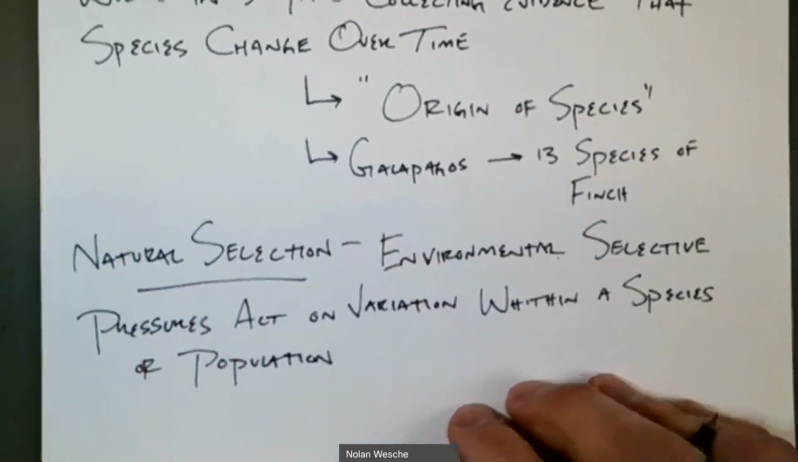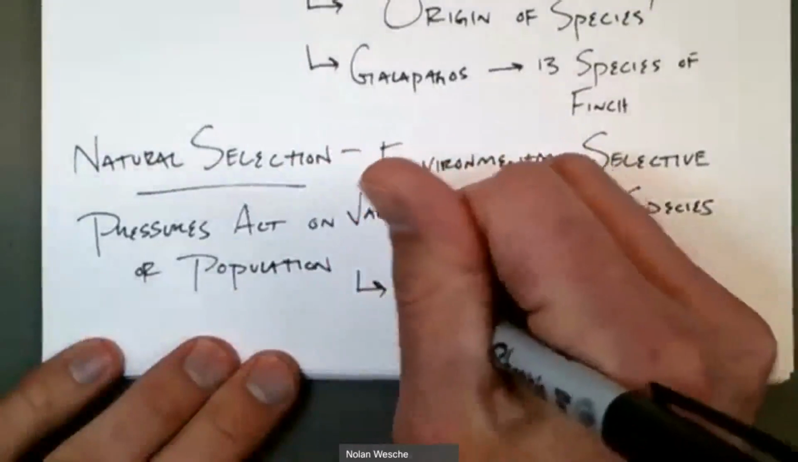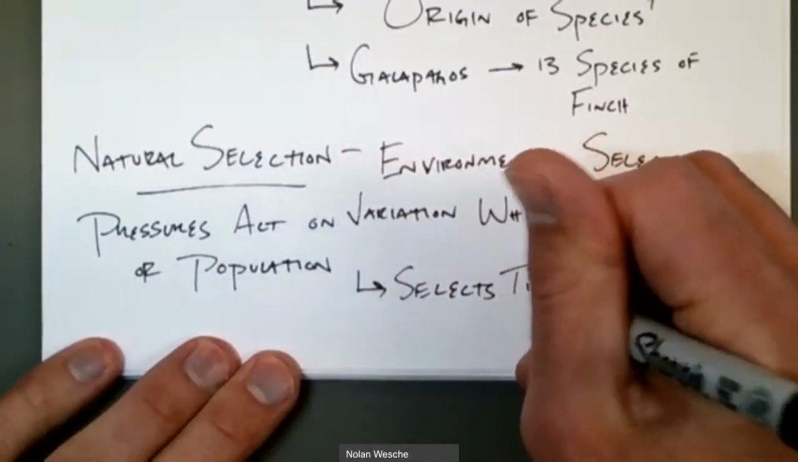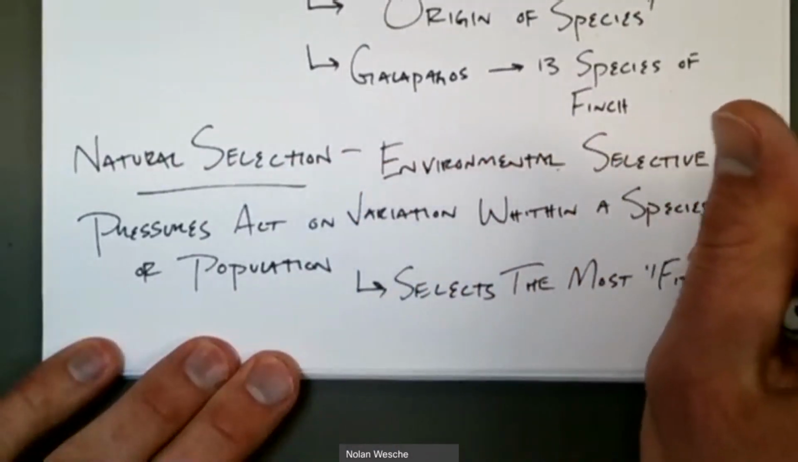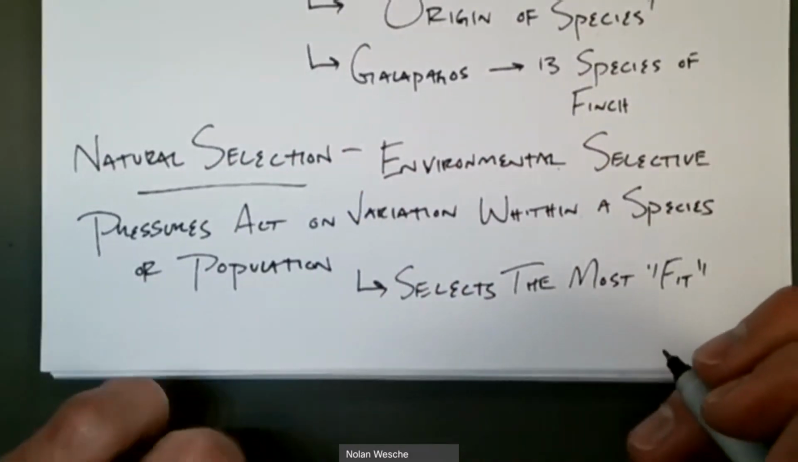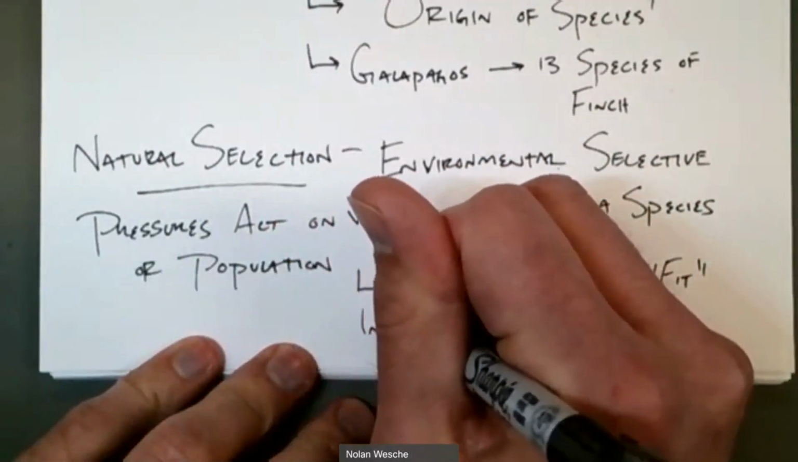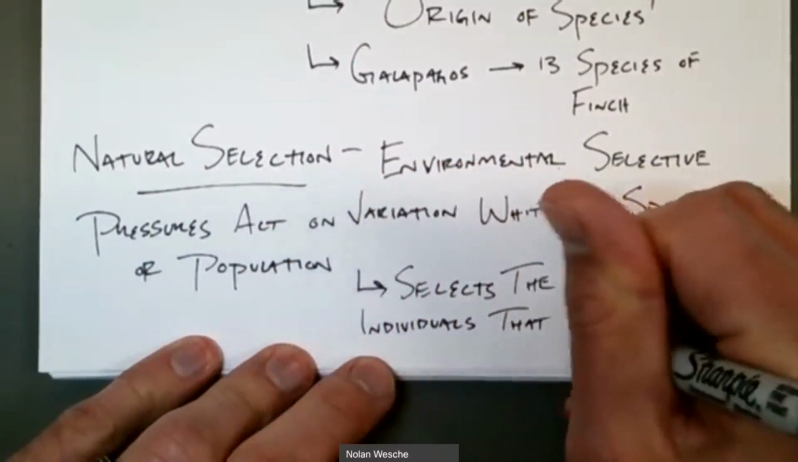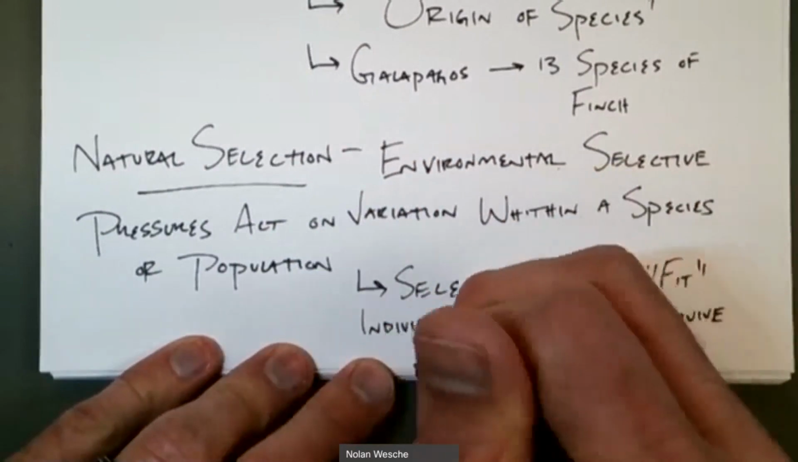And what we end up seeing is the selection for the most fit. Now, what this means is individuals with the highest reproductive success is fitness in terms of evolution. So it selects the most fit individuals that will survive and reproduce.